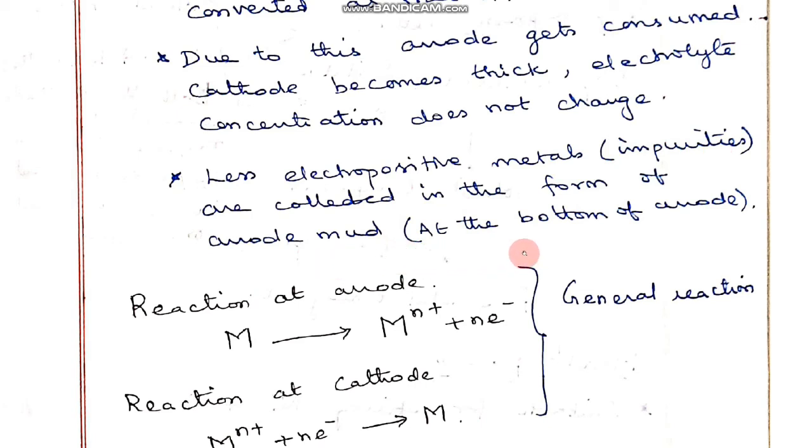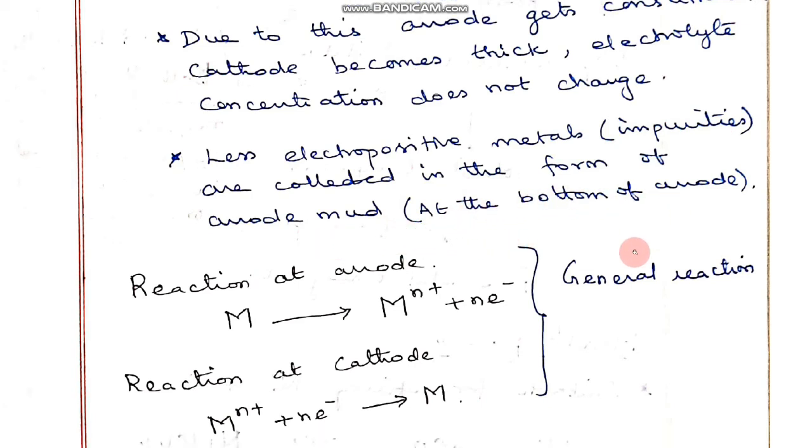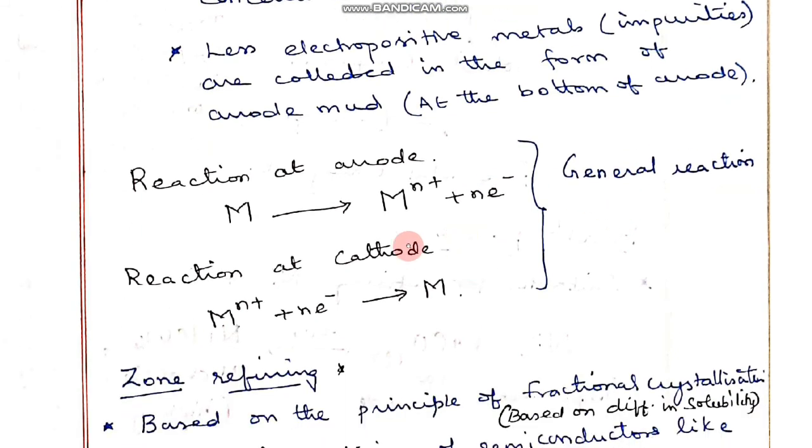Why do you call it anode mud? Because it is collected at the bottom of the anode. You can see the diagram of this I have given at the end of the notes. You can see the diagram later.